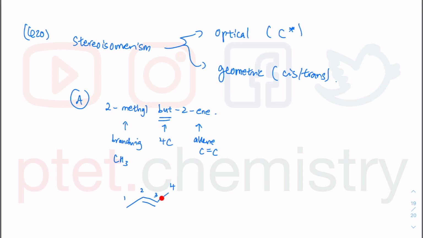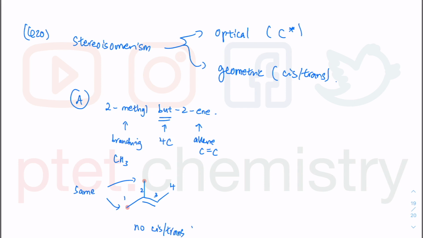I have drawn a trans where these 1 and 4 are on the opposite side. Doesn't matter, we'll worry about the cis and trans later on. I've got a methyl at position 2. And once I've drawn in the methyl at position 2, I can see that these two groups are exactly the same. When I have two groups that are the same on the same carbon of the carbon-carbon double bond, I no longer have cis and trans.